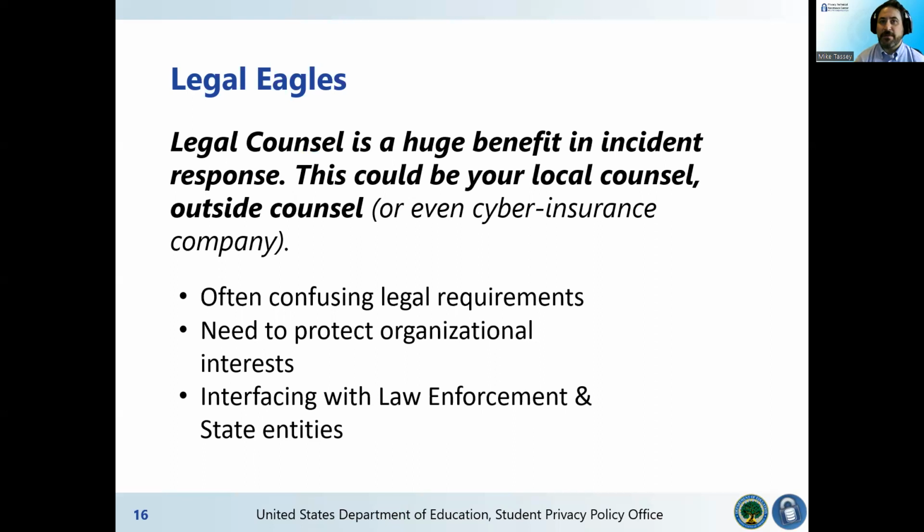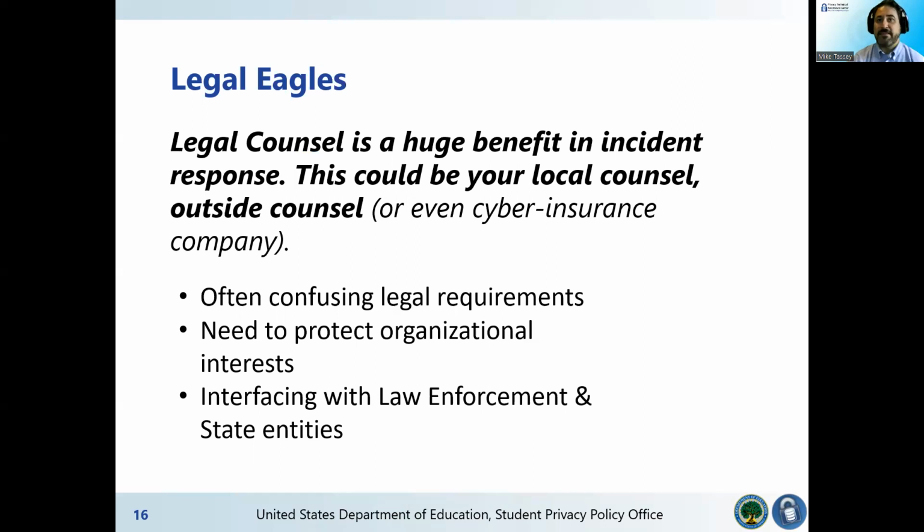Having legal counsel be a central part of your incident response team is a massive benefit to the organization. As we all know, cyber incidents and data breaches have potential legal ramifications for a school or district, and having that legal counsel plugged into the incident response team ensures that your process is legally sufficient and in compliance with the various laws and regulations that apply.